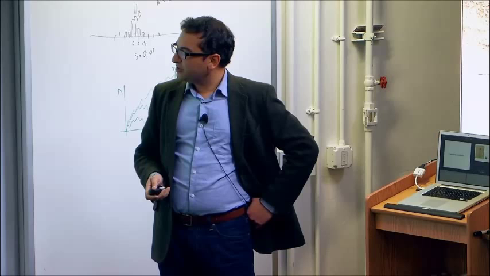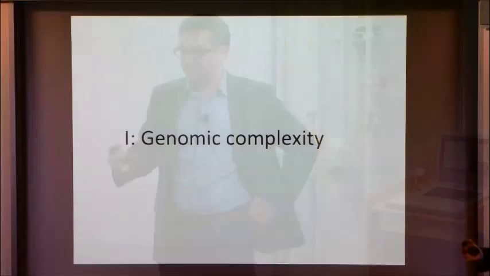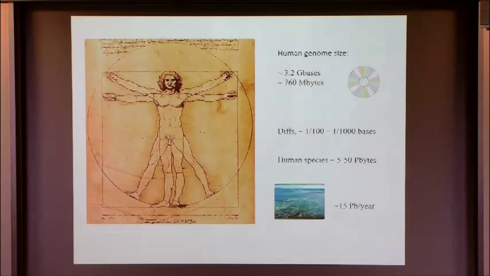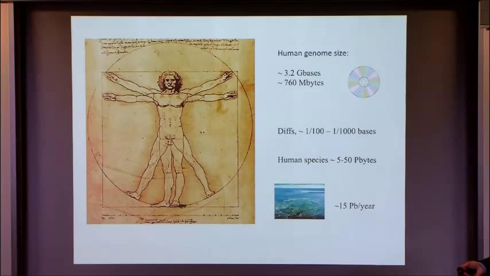Okay. So I'm going to talk a bit about the complexity of the genome and the complexity of some genomic features. I'm going to talk about the human genome first, because it's the best genome. And how complex is the human genome? It's not really clear how to measure this, right? How big is it? Let's start with that. It's pretty big. It's 3 billion bases. But actually, that's not that big. It's not that much information. It's about 750 megabytes.